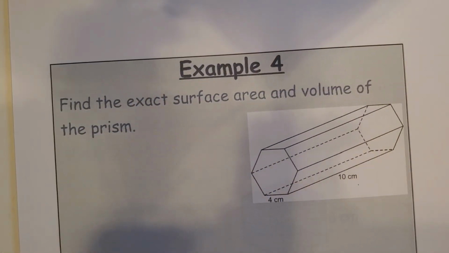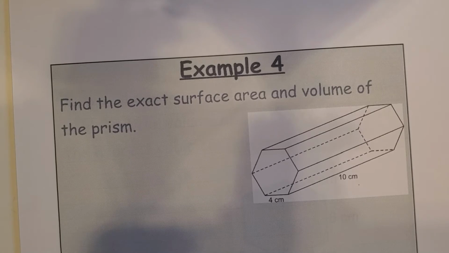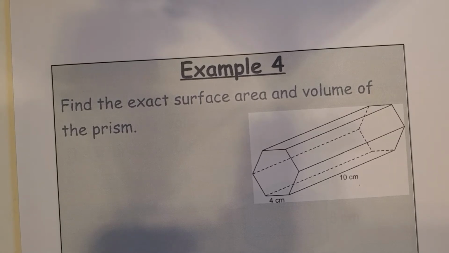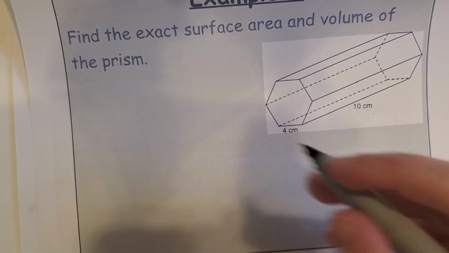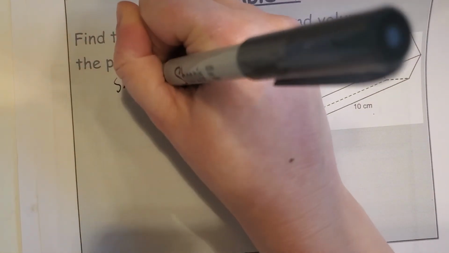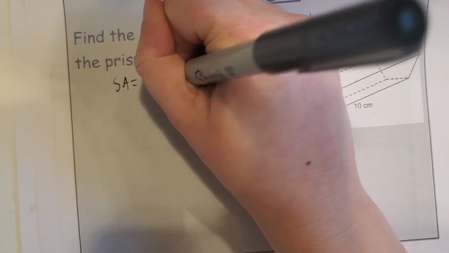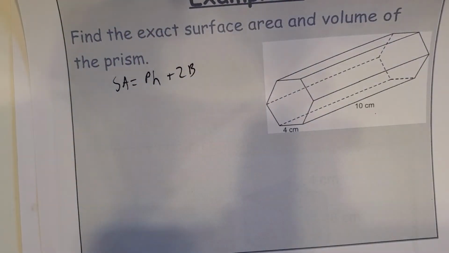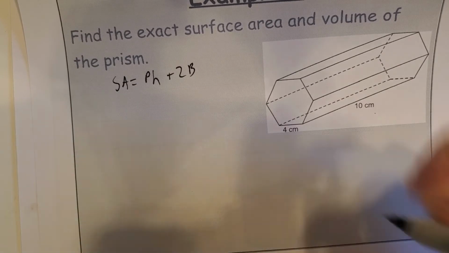All right, we got a prism this time. Surface area and volume. Let's see. We do need the area of the base for both, so we'll just kind of go in order. Surface area is perimeter times the height plus 2 times the area of the base. This is another one of those where you got to draw in the apothem and figure it out.